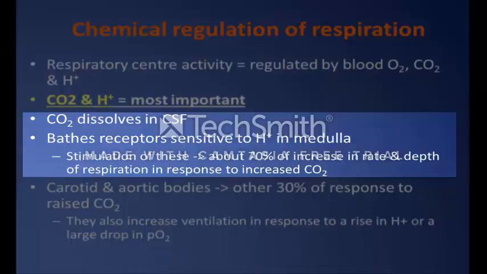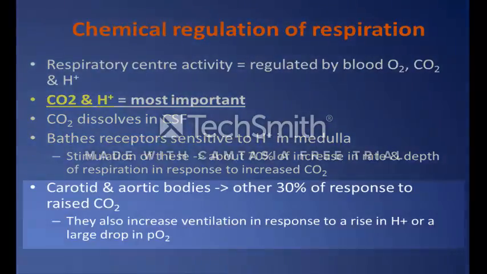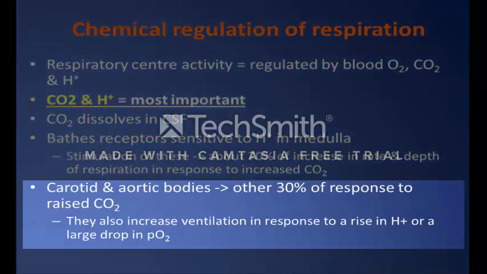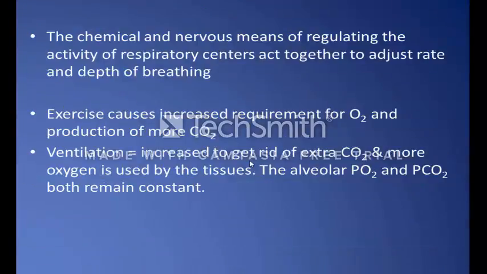Stimulation of these receptors will result in a 70% increase in the rate and depth of respiration in response to increased carbon dioxide levels. The carotid and aortic bodies are responsible for the other 30% of response to raised carbon dioxide levels. They also increase ventilation in response to a rise in hydrogen ions or a large drop in oxygen levels. The chemical and nervous means of regulating the activity of the respiratory centres act together to adjust the rate and depth of breathing.